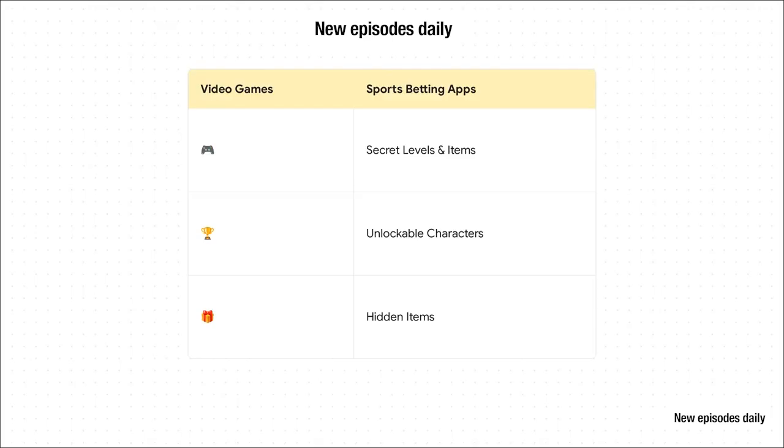Okay, and this comparison makes it super clear. I mean, we all get this concept in video games, right? You find secret levels, hidden items, you unlock new characters. So what does that look like in a betting app? What's the equivalent? Well, the core idea is exactly the same. It's a hidden reward for anyone who's willing to poke around and look for it.